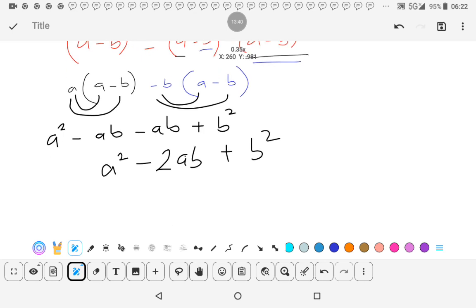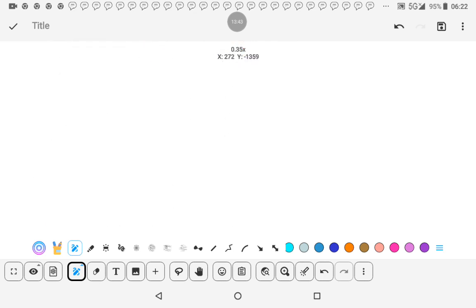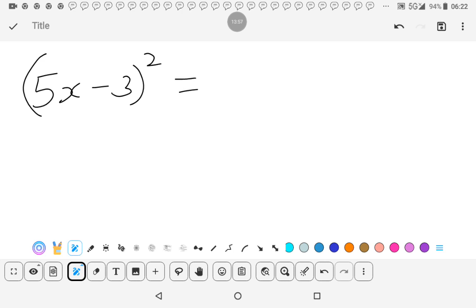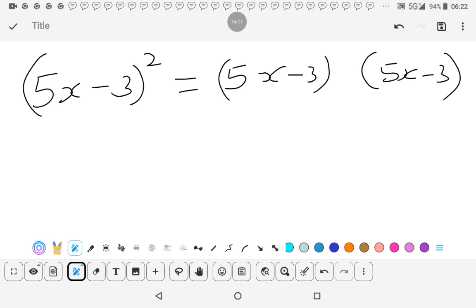So for example, let's use numbers. If you want to expand 5x minus 3 squared, you have to break the bracket. You have 5x minus 3 multiplied by 5x minus 3. So you now do your expansion.